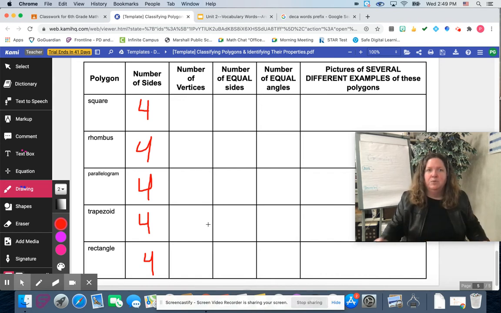That's the same thing with square and rhombus and parallelogram. They're all quadrilaterals, but they all are more specifically named. So we also want to talk about what makes them special. So squares, what makes them special?